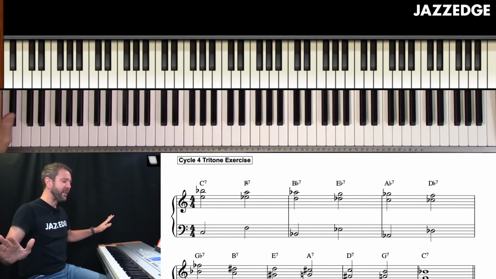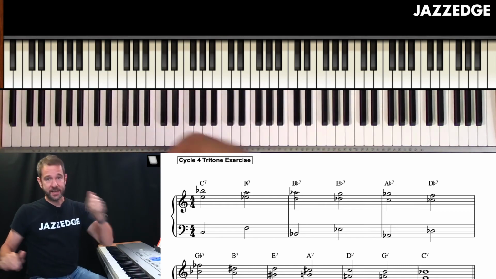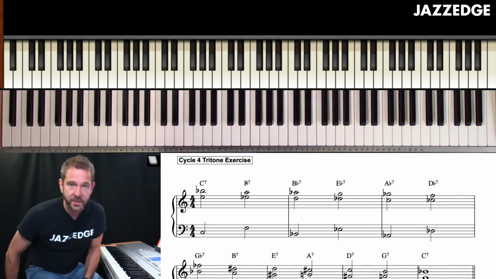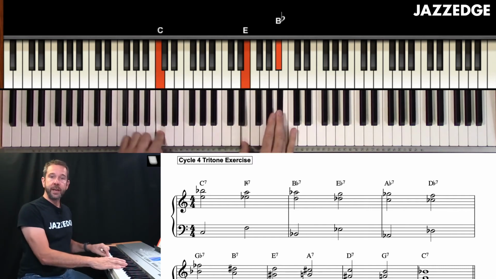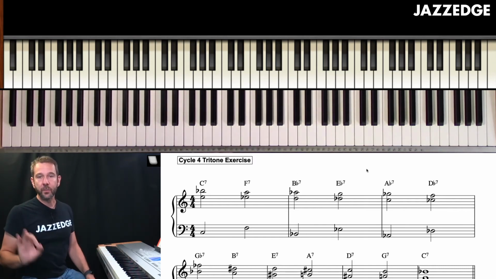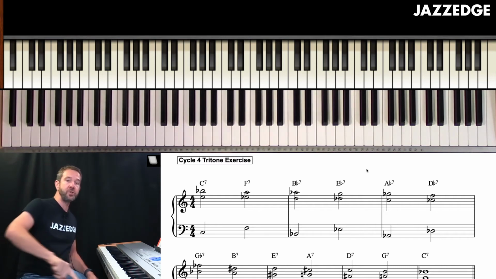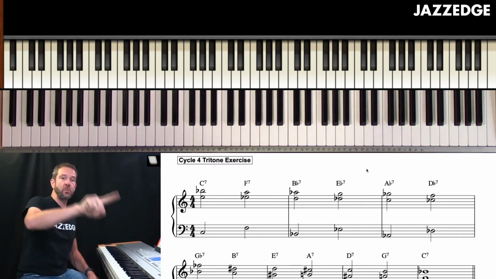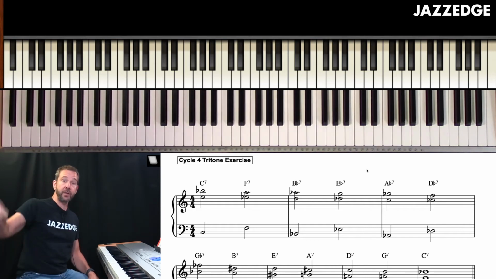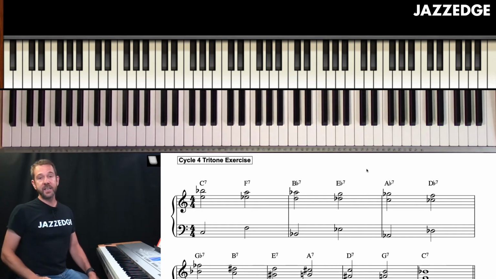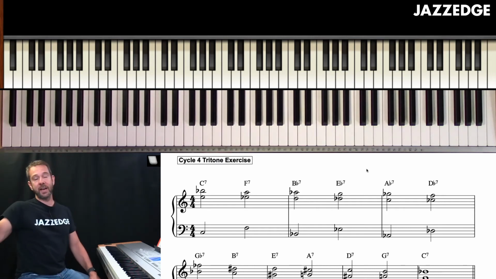Wait a minute, Willie. It's moving way too fast. Explain that to me again. All right, so let's go through and let me explain this exercise to you again. First of all, we can do just our typical cycle 4 motion. Remember, cycle 4 motion is opposite. It's counterclockwise motion on the circle of fifths. Typically, the circle of fifths goes clockwise. Cycle 4 motion goes counterclockwise, right?